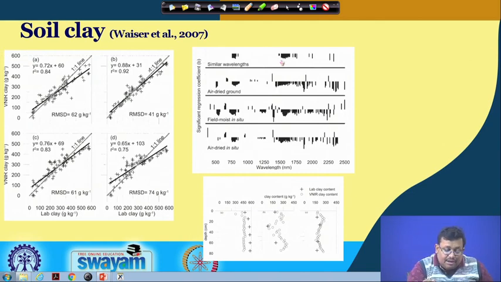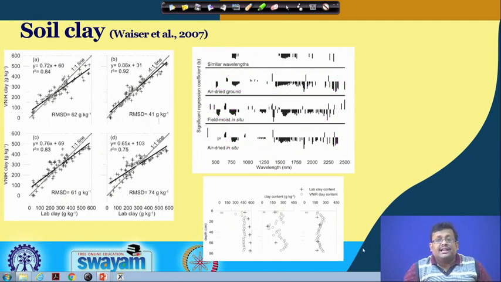You can see for different conditions like air dried ground condition, field moist in situ condition, air dried in situ condition, for all these conditions they identified the important spectral wavelengths responsible for producing high accuracy. Also, by using their model they saw good correlation, or good conformity, between lab clay content as well as the VisNIR predicted clay content.